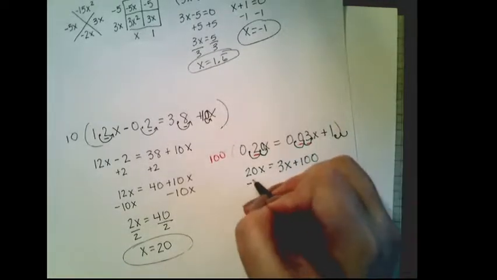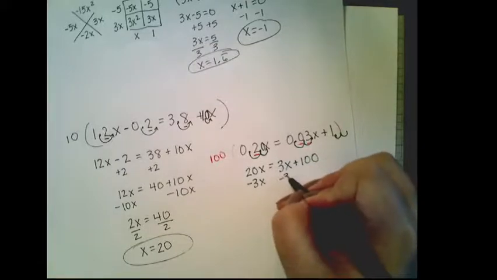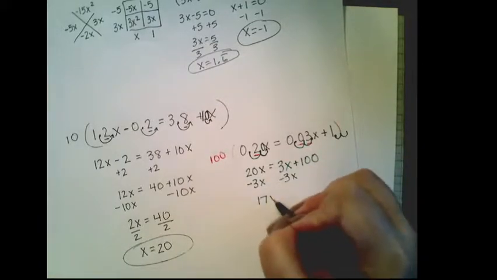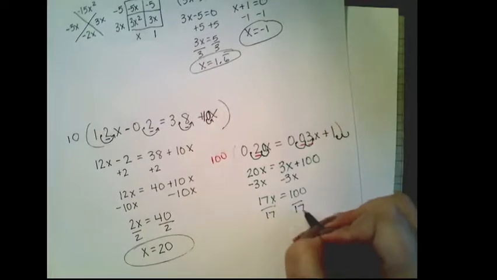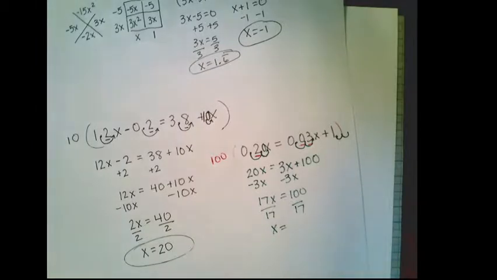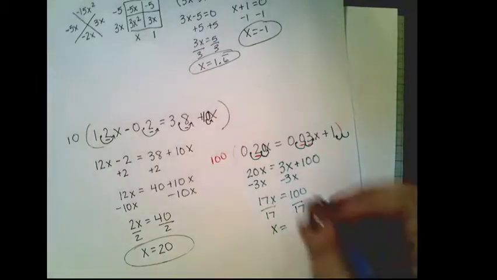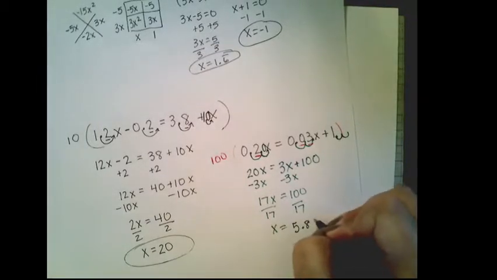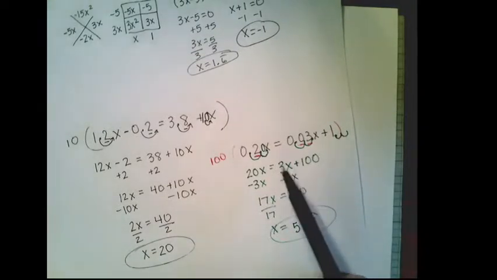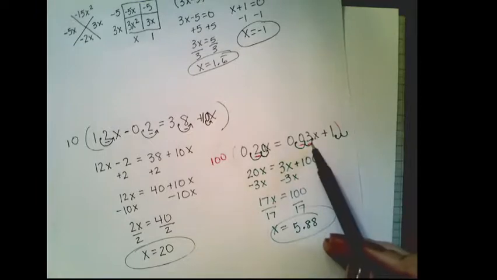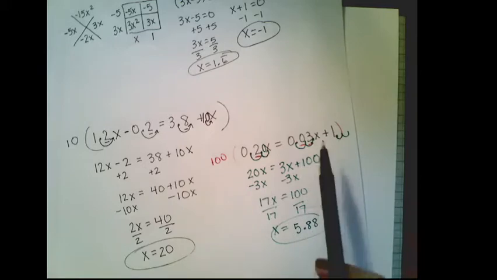So now we solve these for x as well. Divide. Let me do some math. 5.88 is our solution there. So it's important when you're moving the decimals, look for the biggest number behind the decimal place, and that's how many times you're going to move it.